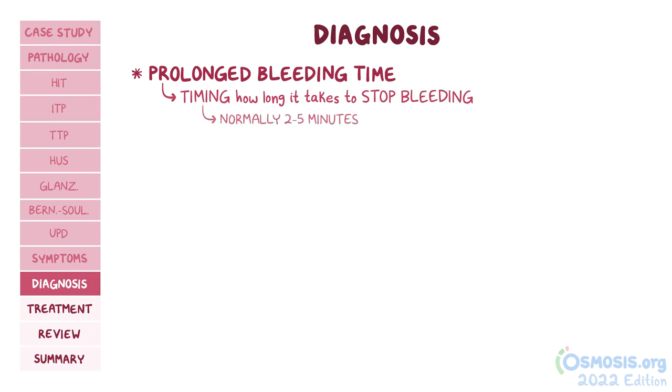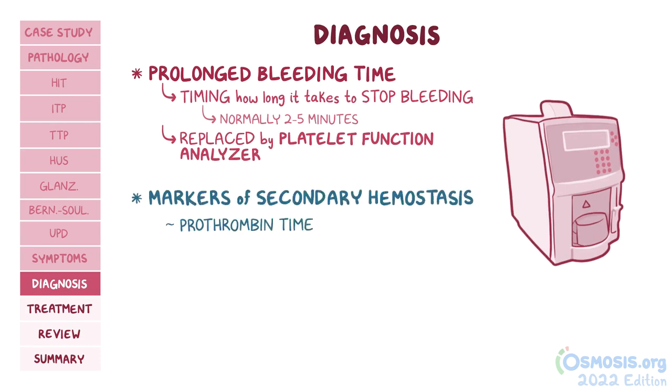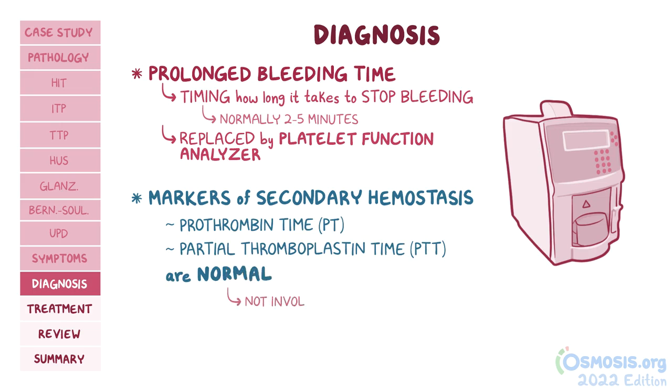Bleeding time is rarely measured nowadays, because it's been replaced by another screening tool called Platelet Function Analyzer. An important fact to remember is that markers of secondary hemostasis like prothrombin time, or PT, and partial thromboplastin time, or PTT, are normal, since they're not involved in formation of the platelet plug.